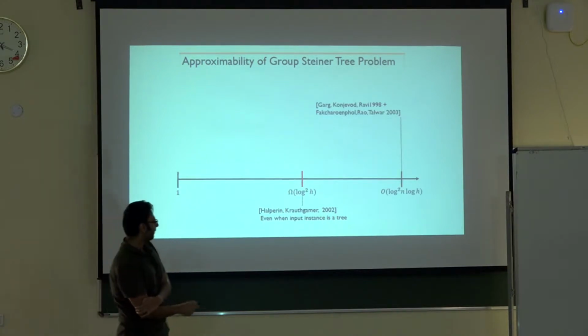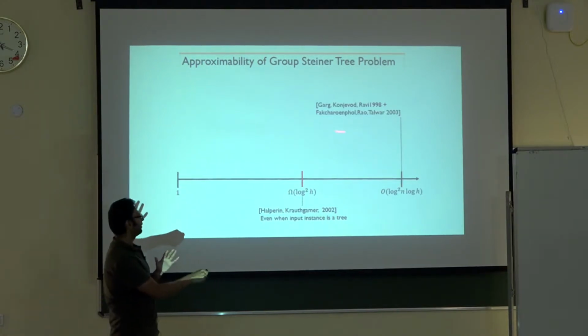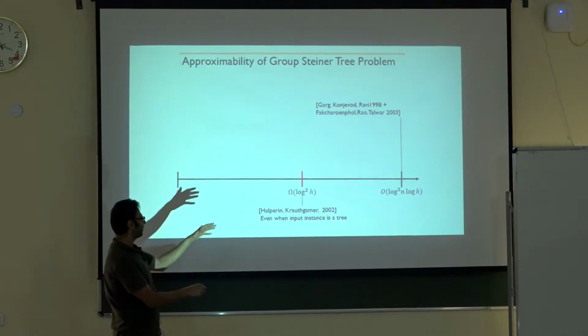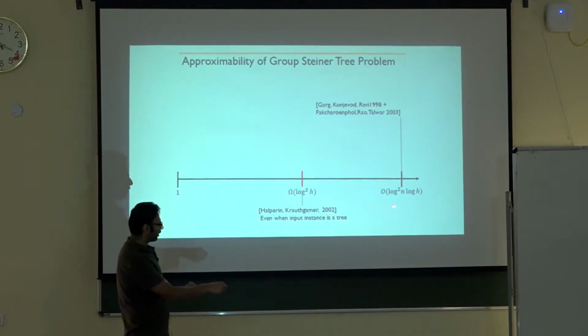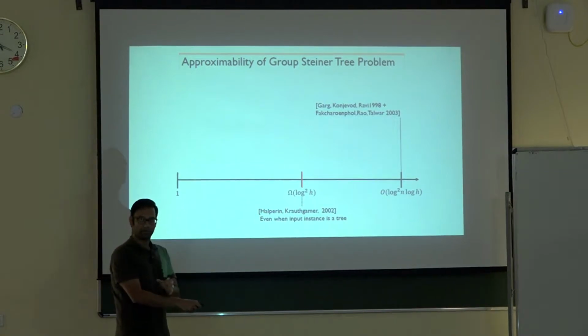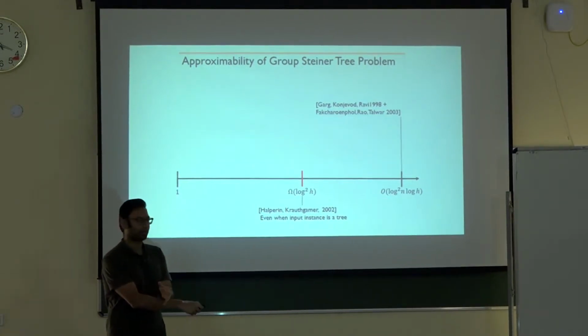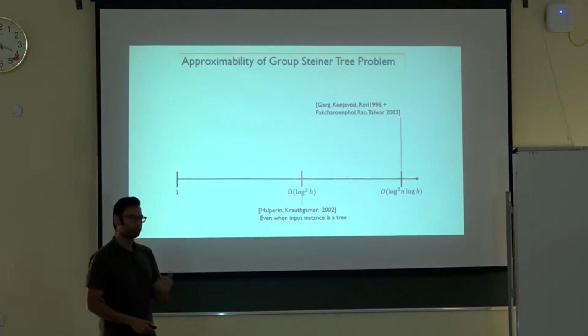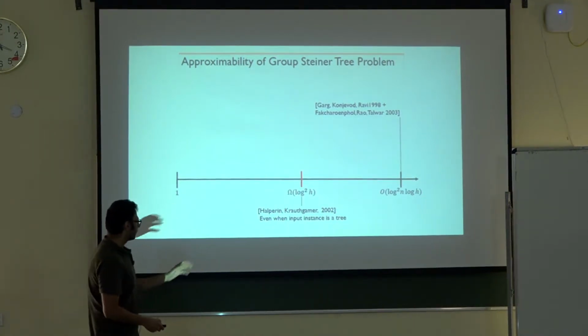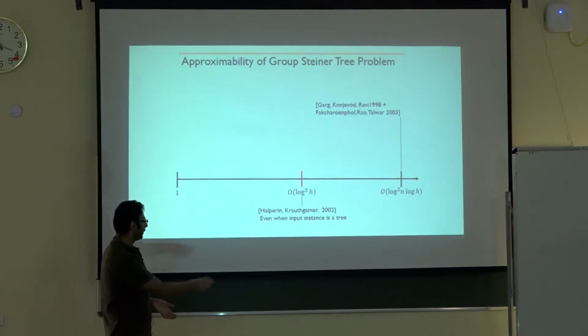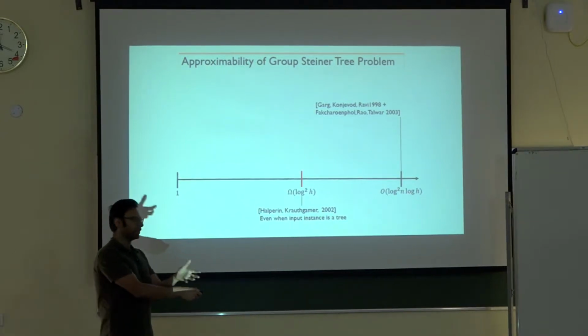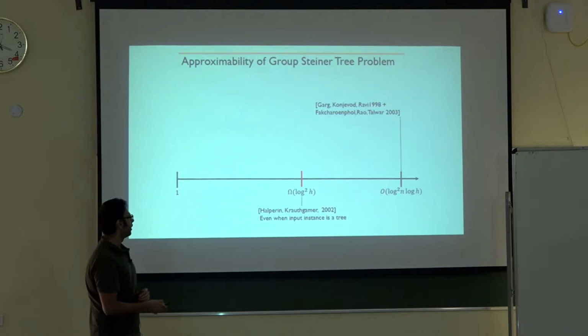On the positive side, this was a culmination of essentially two different results spanning over 5 years. There's a log square n log h approximation algorithm known. Again, n is the number of nodes in my input graph, and h is the total number of groups. So that's on the positive side. We will talk about this result in a bit more detail in a few more slides.